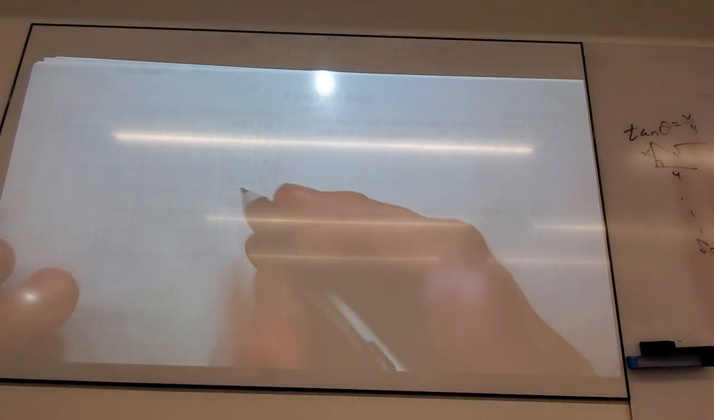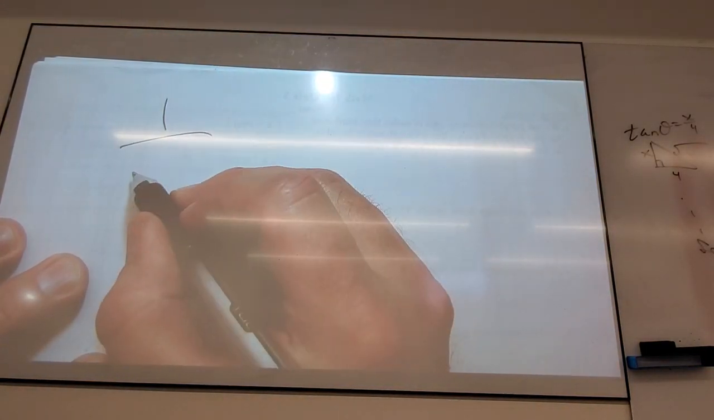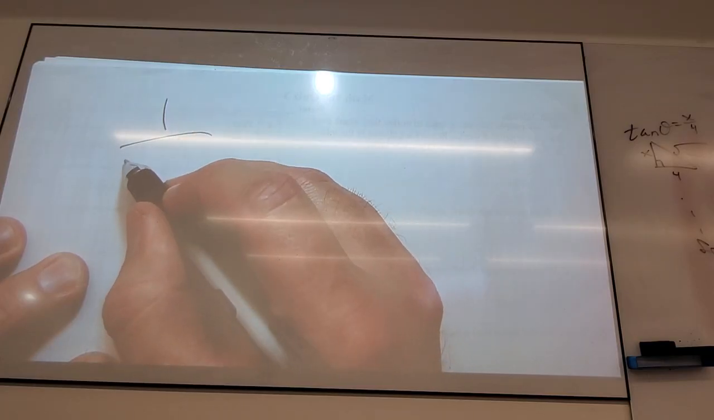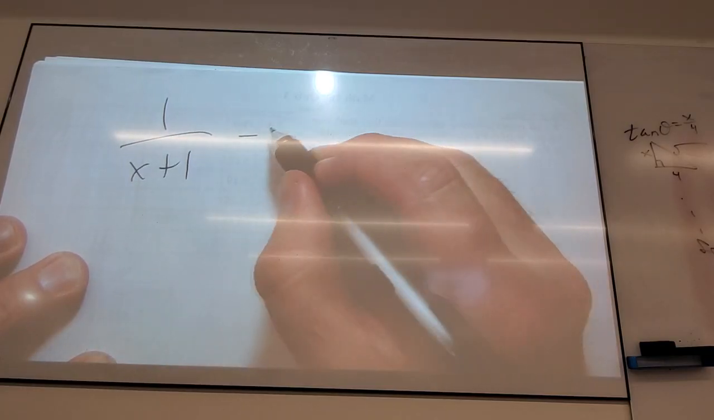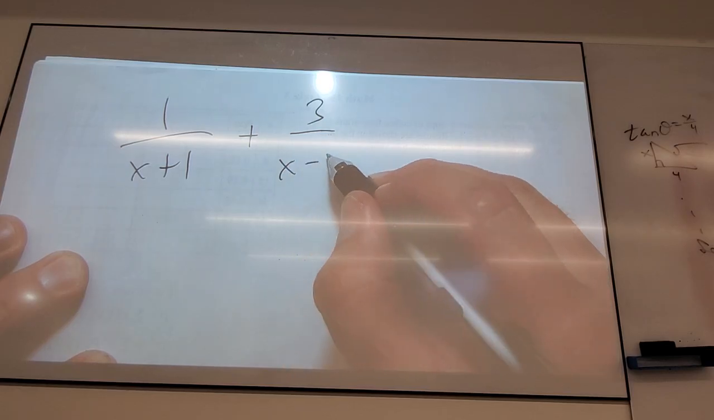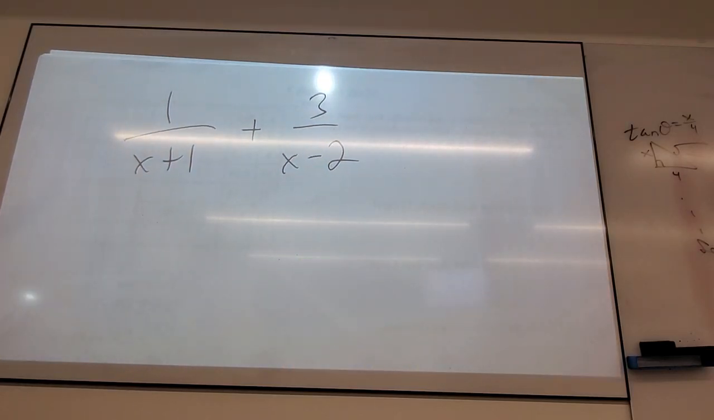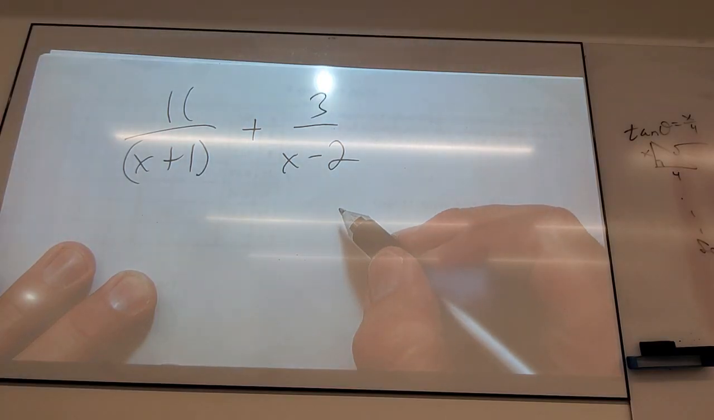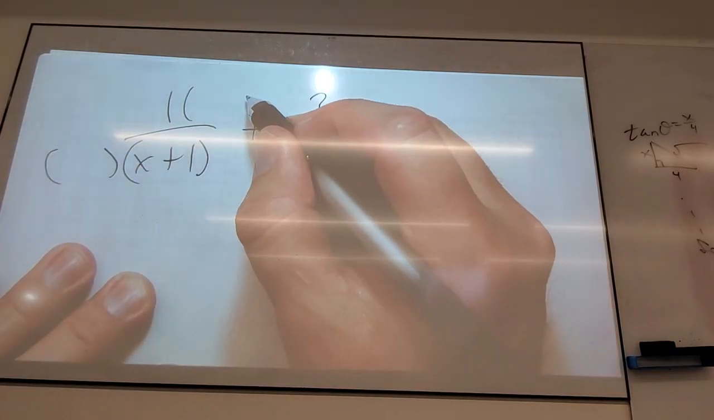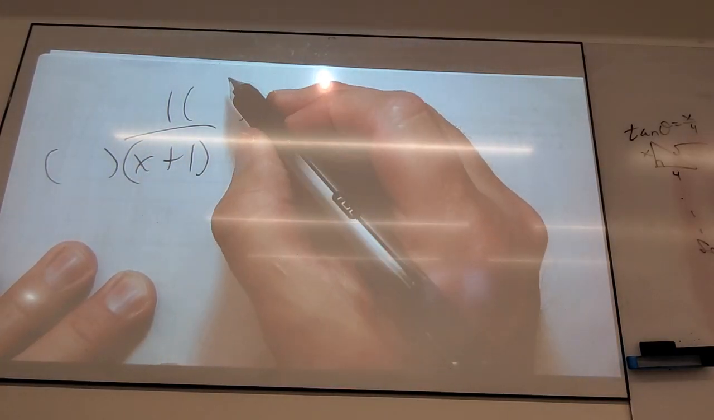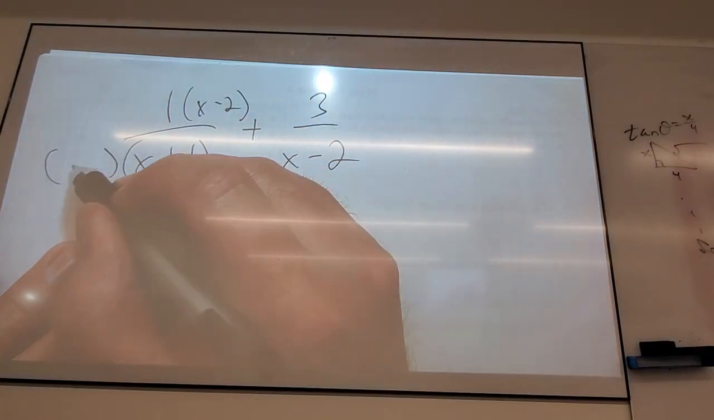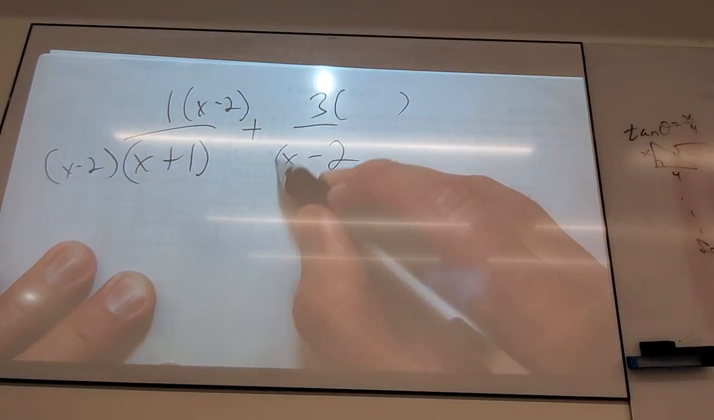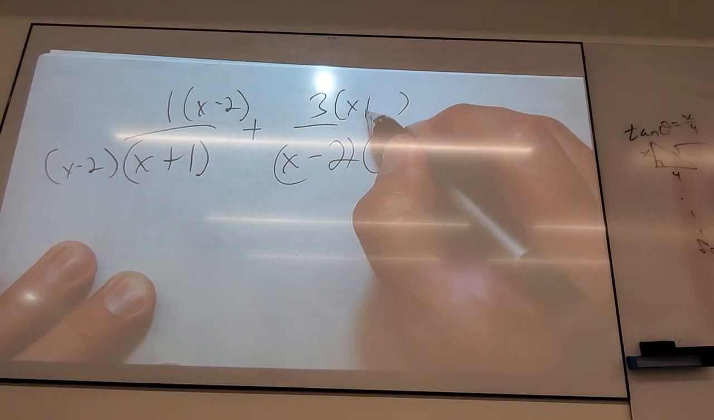I'm going to do something in reverse. I think I did this with you guys last time, but let's do it again real quick. If I want to add these together, what do I need? Common denominator. So this guy needs an x minus 2 to make him start to look the same as this guy, and then this guy needs x plus 1. Now they've got an LCD.